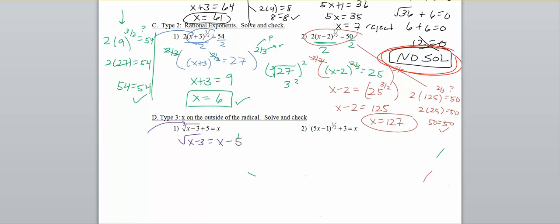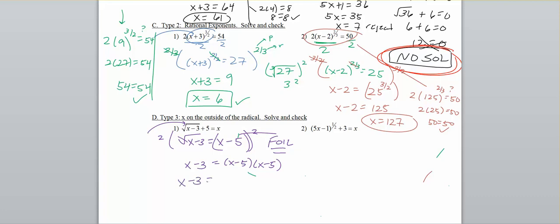over. Since it's a square root, just like in part B, I'm going to square both sides to get rid of that radical. Now, the trick is here. I have x minus 5. If I square that, you have got to FOIL this. The most common error is to say, oh, that's x squared plus 25, and that's not true. I have to actually think about what x minus 5 times x minus 5 is, and that's FOILing those binomials out to get my solution.